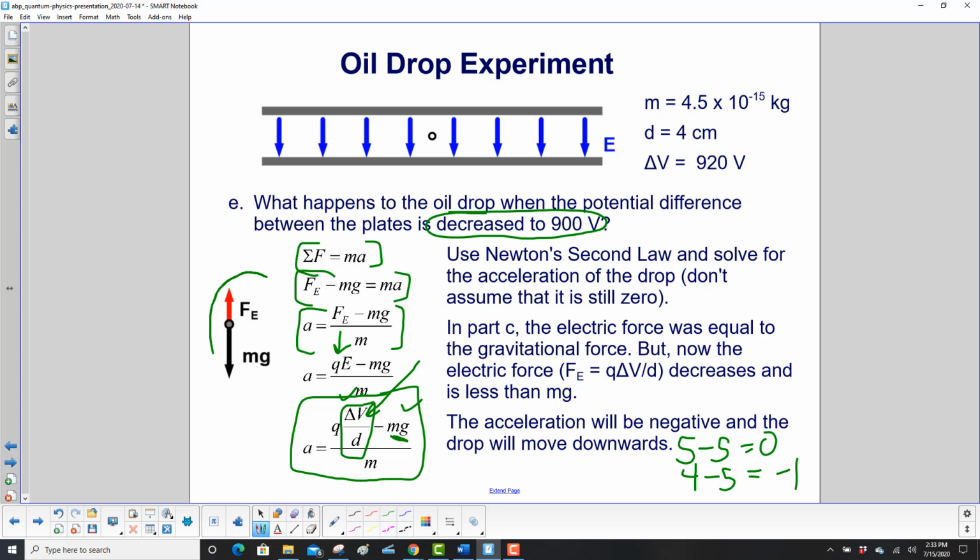Or you could have just done a free body diagram and said, look, we're decreasing the voltage. That means we have a smaller electric field, so the electric force is smaller. You draw the arrow smaller, mg stays the same, and what's going to happen? Acceleration downward, just graphically as opposed to doing the algebra. Both ways work.